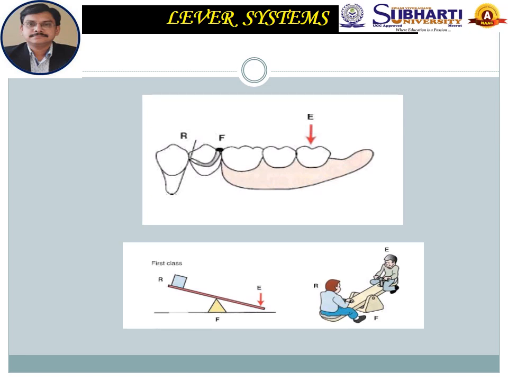Now the question is, how can we minimize the occurrence of a class 1 lever? Is there anything which we can do for minimizing this class 1 lever? Yes, we have two more levers. We call them a class 2 lever and a class 3 lever. We'll understand this in the next slides.